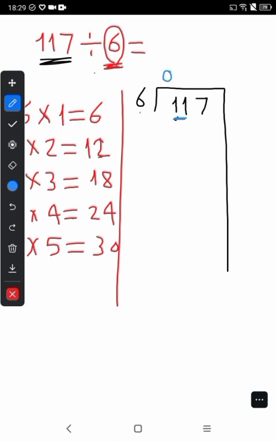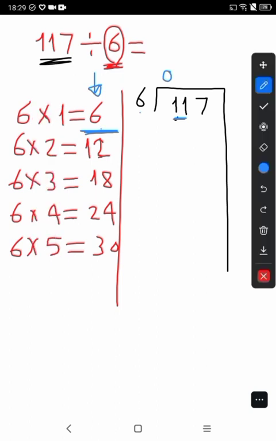Search for 11 here. 11 is between 6 and 12. Take the smallest. Circle, circle. Write 1 up, minus 6 down. We will subtract. 11 minus 6 is 5. And we have 7. Drop 7.